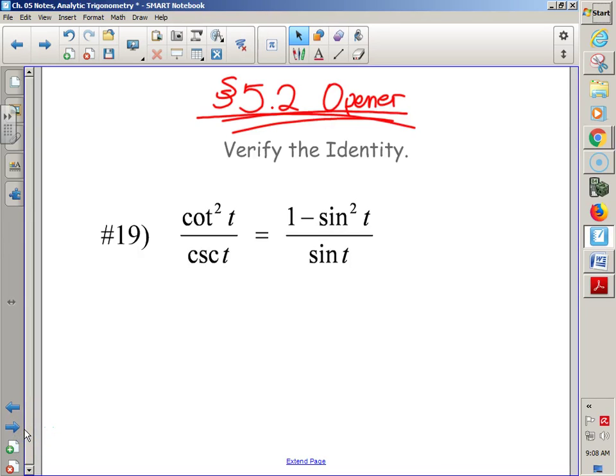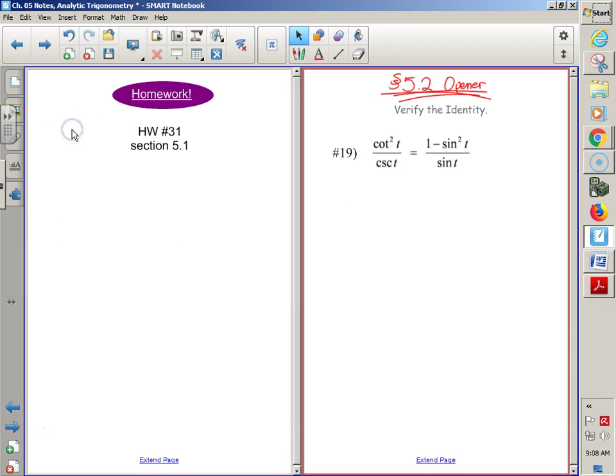Hands. How many of you chose the left side to be the given? How many of you chose the right side to be the given? Split both ways. That's all right. I'll show you both. Oh, I don't want that though.